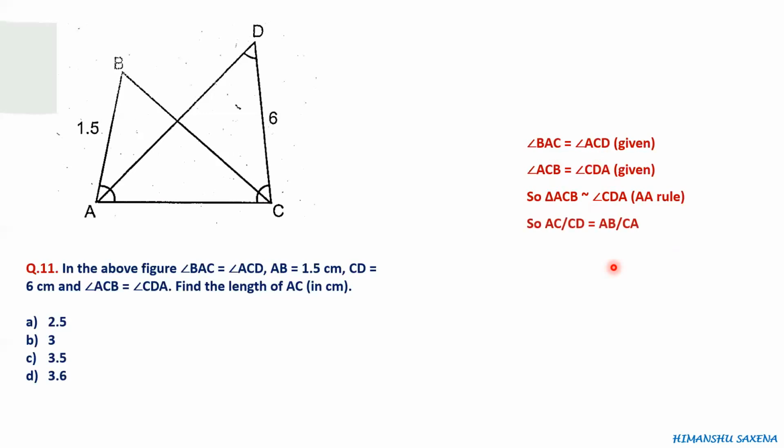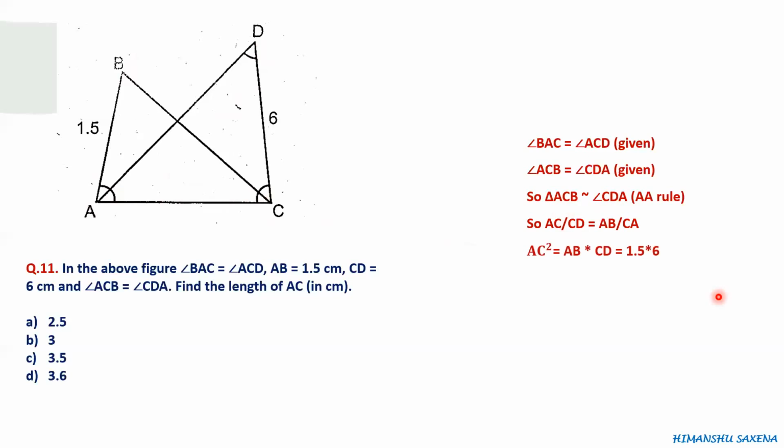Now if you have written the order correctly, you can easily write the corresponding sides. So AC and CD would be corresponding sides, CB and DA would be corresponding sides, and AB and CA would be corresponding sides, right? In similar triangles, the ratio of corresponding sides is equal. So AC by CD, first two letters, is equal to AB by CA, first and last letter. You can see it in the triangle also.